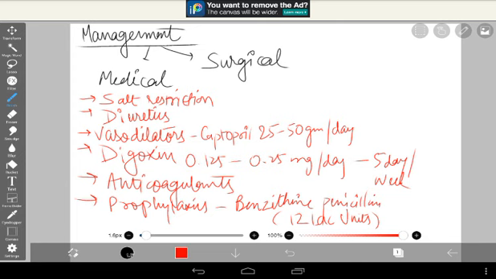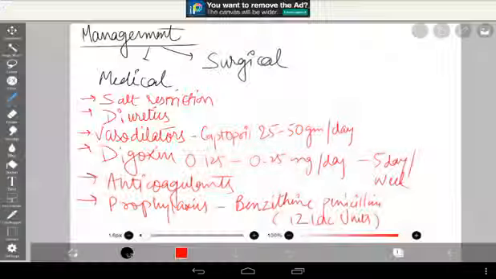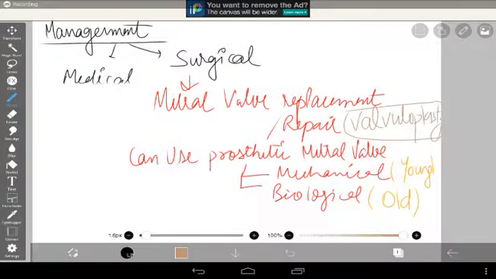0.125 to 0.25 milligrams per day for 5 days a week. We can also use some anticoagulants, and at the last we will be using some prophylactic drugs. We will be using benzathine penicillin, that is 12 lakh units, for up to 3 to 4 weeks. So this is about the medical treatment. Now let's talk about surgical treatment.